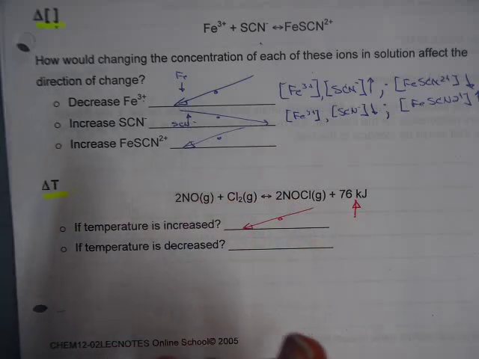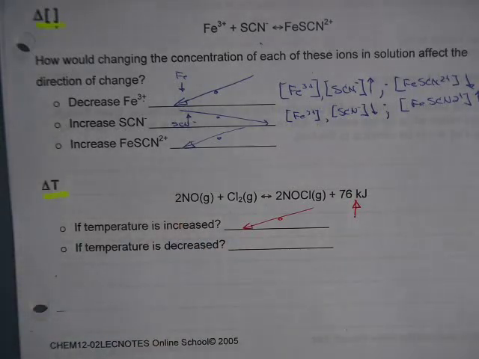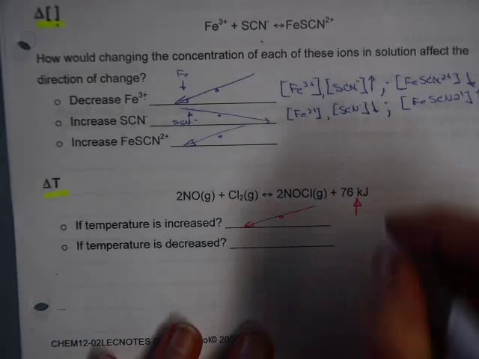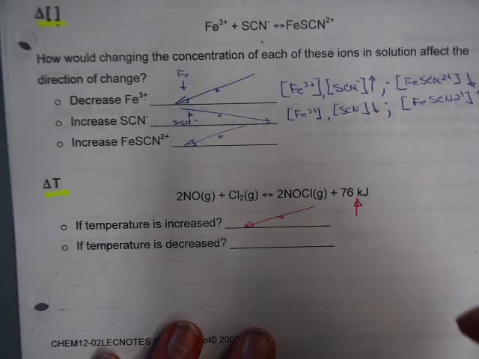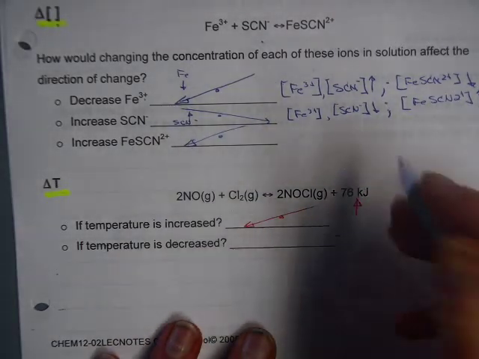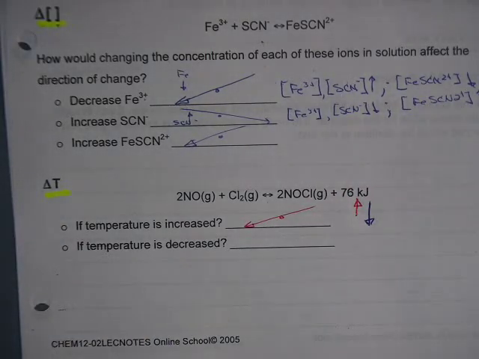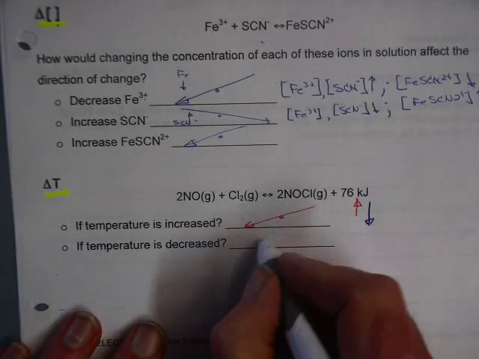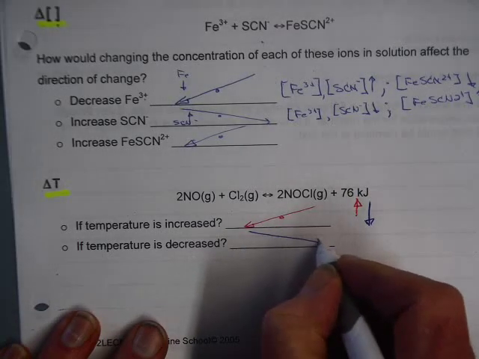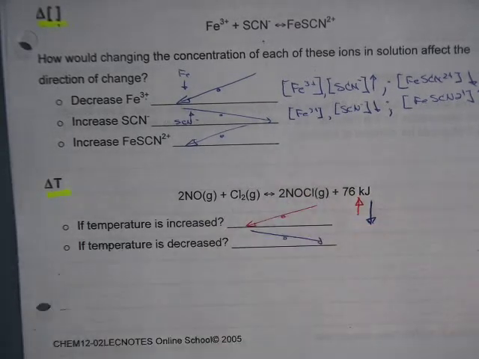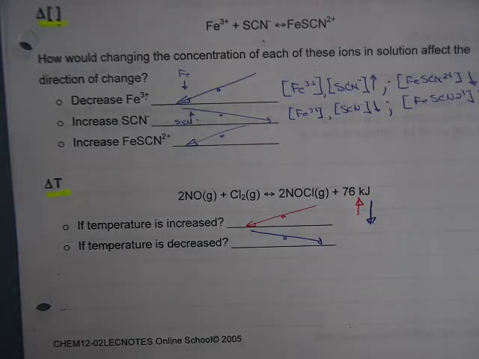If I cool it, that's the same thing as pulling energy out. I'll do it in blue for cool. If I pull it down like that, then again it's going to tip in this direction. And more of the NOCl is going to be produced from the chlorine and the nitrogen monoxide.